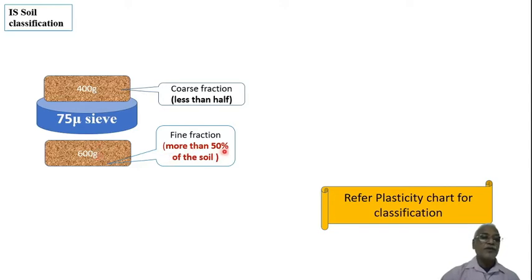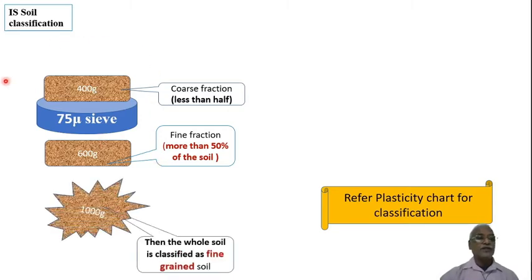That is to say, more than 50% of the soil has passed through, and the soil fraction which has passed through is known as the fine fraction. The soil part which is above will be referred to as the coarse fraction. Fraction means it is a part: coarse part and fine part. There are two parts. Here, as the comparison tells, more than half of the soil is smaller than 75 microns, so the whole soil, whatever soil we have brought from a particular site, is classified as fine-grained soil.